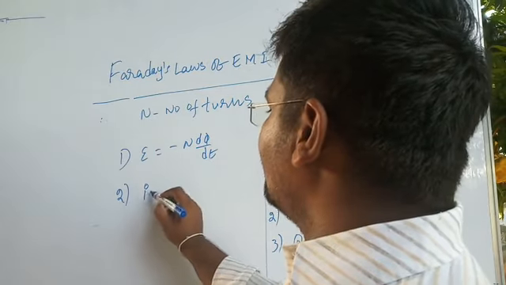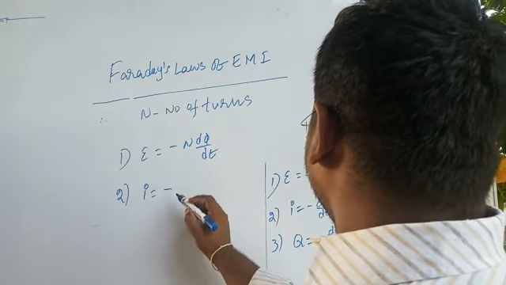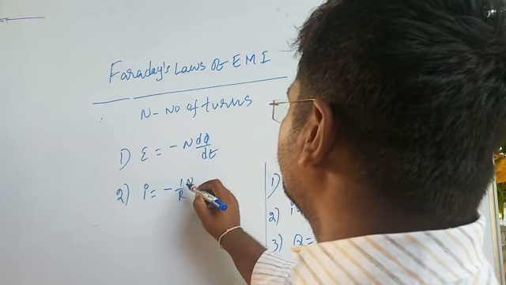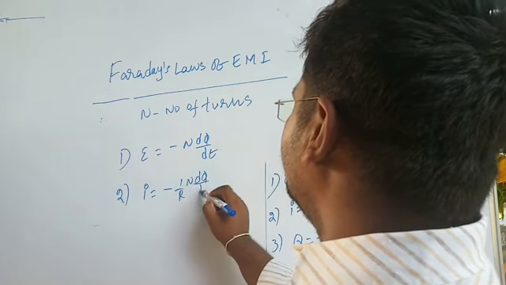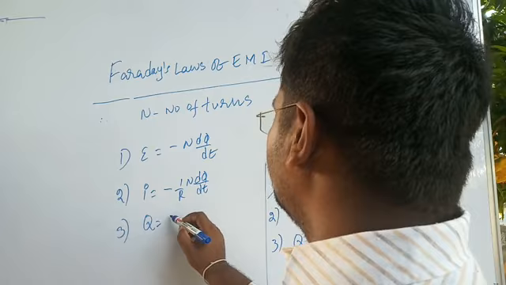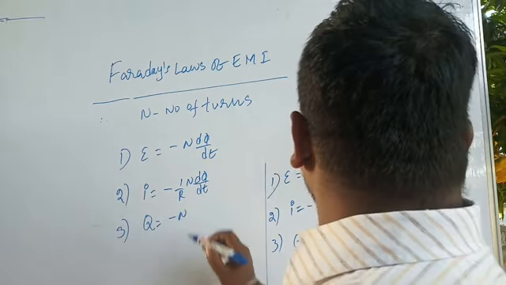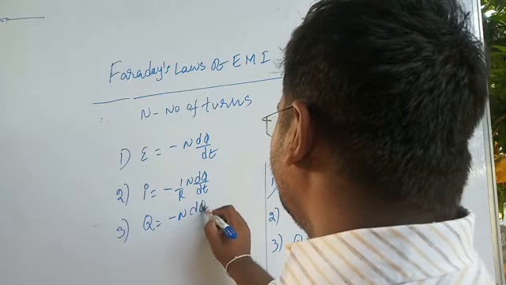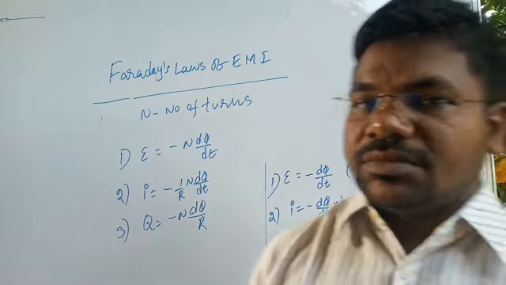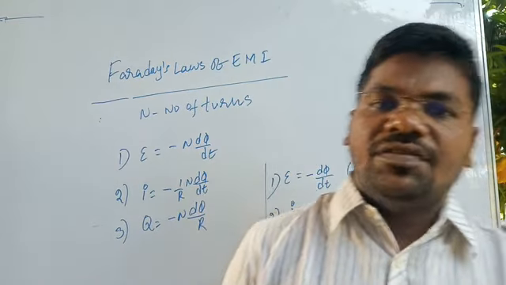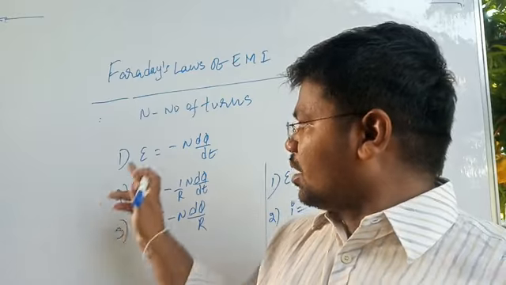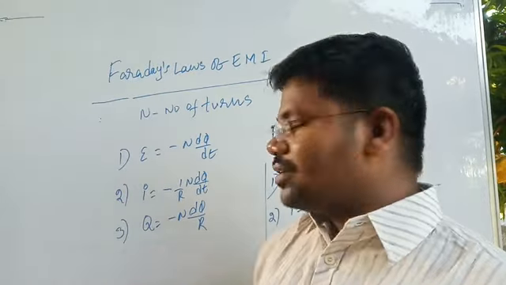Second one, induced current is equal to minus 1 by R into n into d phi by dt. Third one, induced charge Q is equal to minus n into d phi by R. Understand? According to Faraday's second law, we can say induced EMF, induced current, induced charge.